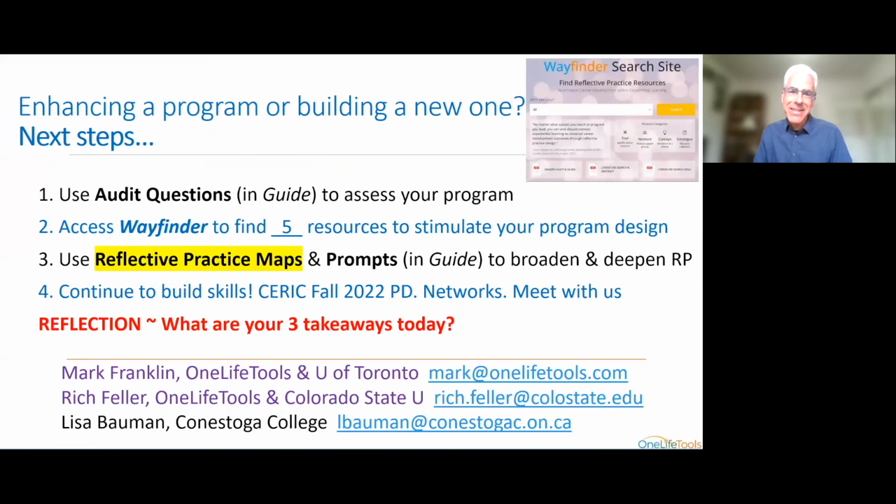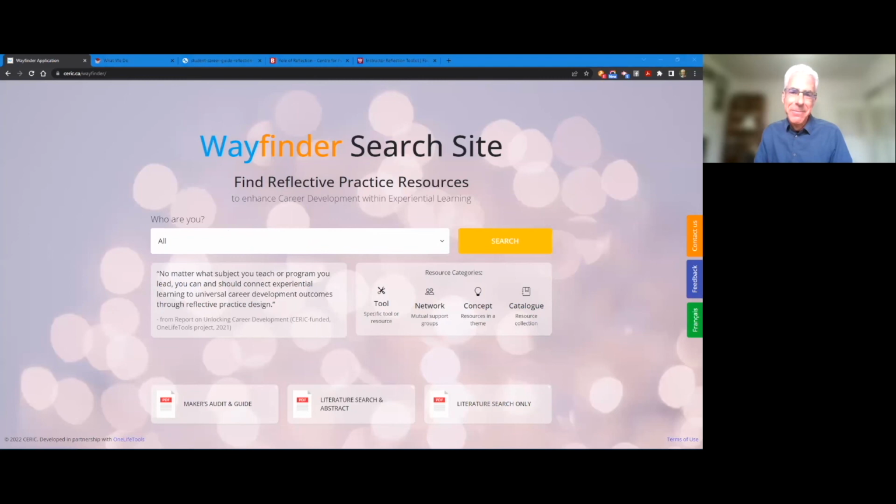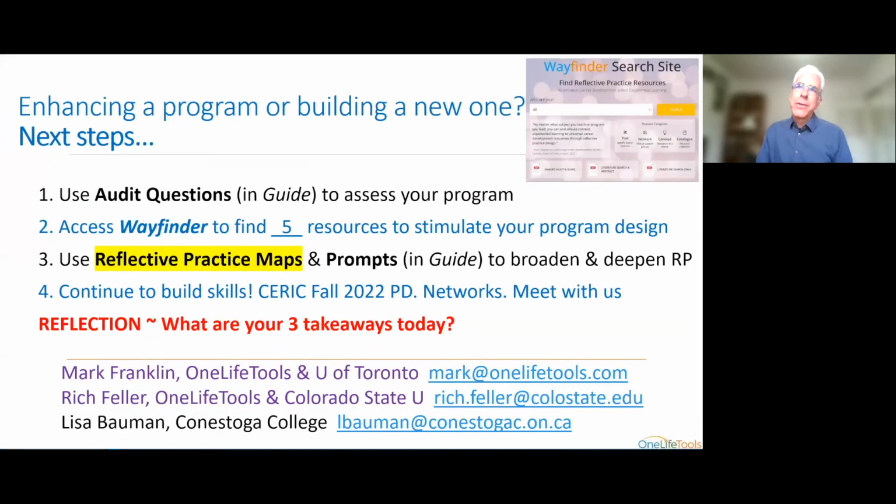Pulling everything together, I would say whether you're using these tools to enhance an existing program or building a new one, here are a few next steps. Use the audit questions in the Maker's Guide to assess your program. Those 14 questions are a good start. Access the Wayfinder, and I'm going to challenge you to find maybe 5 resources to stimulate your program design. Like, there's too much in there. Just pick 5 that you find useful. Look at them in detail and see what kind of useful insights you can get from them for your program.